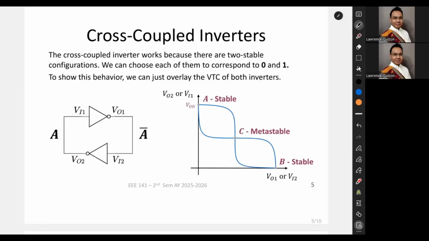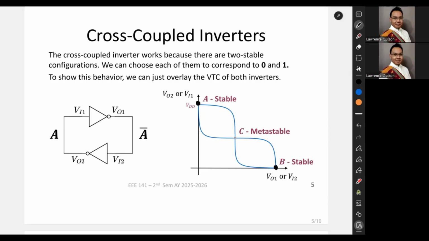Well, to explain the behavior, we can just overlay the voltage transfer curve of both inverters. So here, we have the voltage transfer curve of a normal inverter, and then when you switch the output and input around, you get another voltage transfer curve, which is like this, right? So overlaying both, because really this is the same graph, then we find that there are two stable states. Because these are the only allowable states. Remember, a circuit has to follow the intersection of all the rules around itself. And the intersections are these ones. But note, C is known as a metastable state.